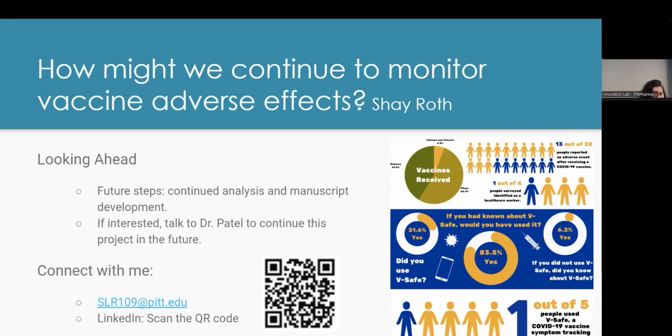Some interesting things that we had found is that 13 out of 20 people had experienced an adverse event after receiving a COVID-19 vaccine. 1 in 4 people that participated in our survey were healthcare workers. Only 1 in 5 people who took our survey actually used the application V-Safe. But that being said, 83.5% of people said that had they known about V-Safe, they would have used it.